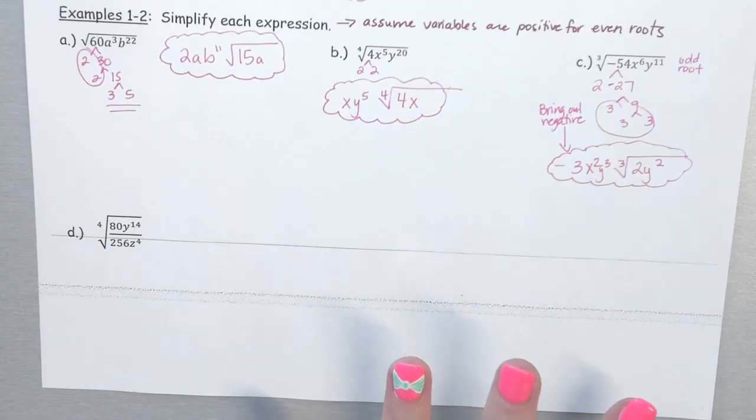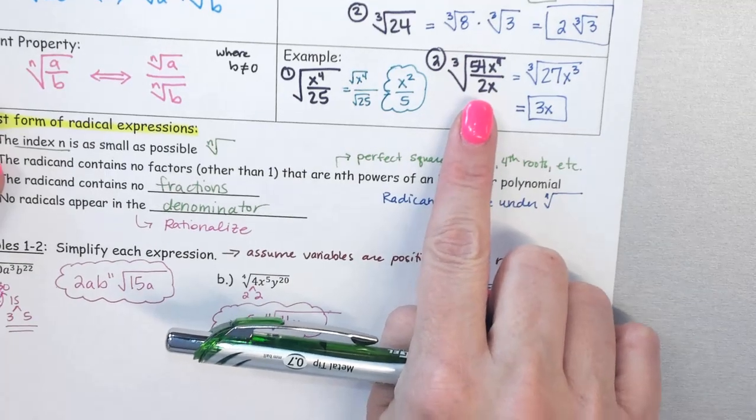Questions for me on that? All right, and then if you started with 4, that is fine. I just wanted to remind you that sometimes it is better to reduce first.